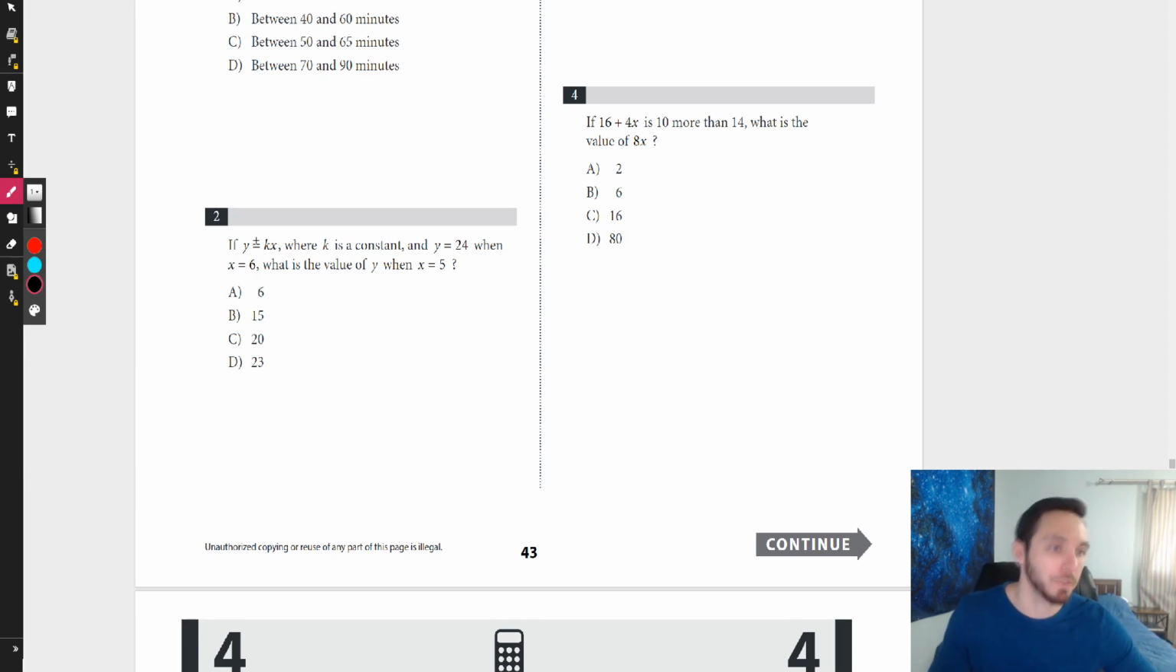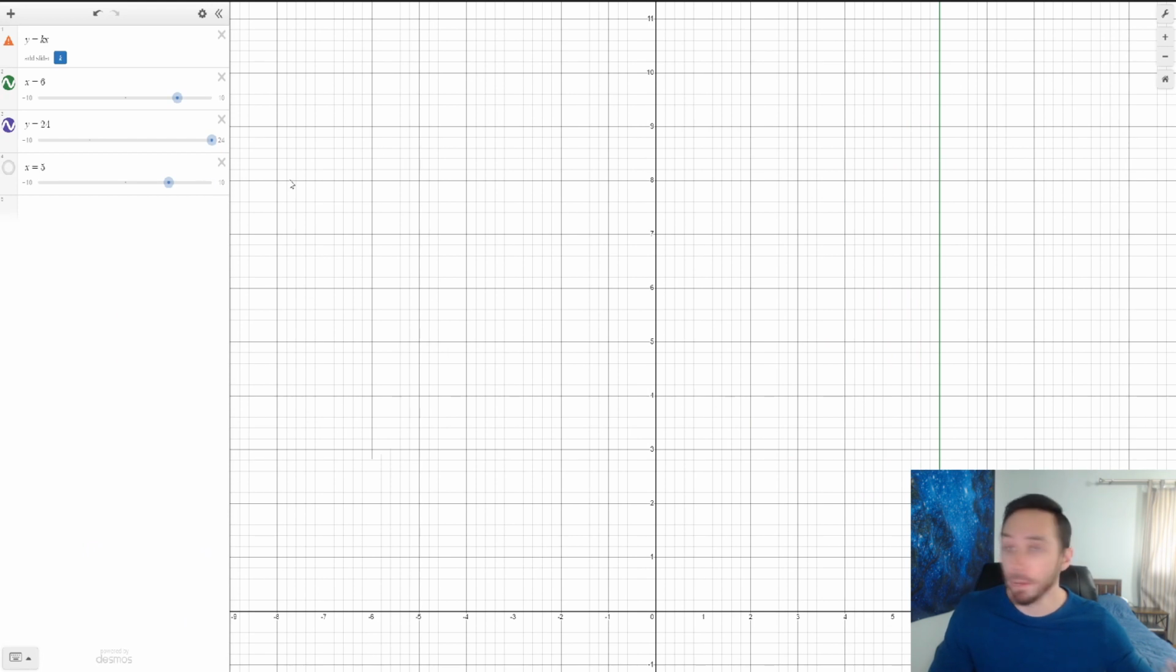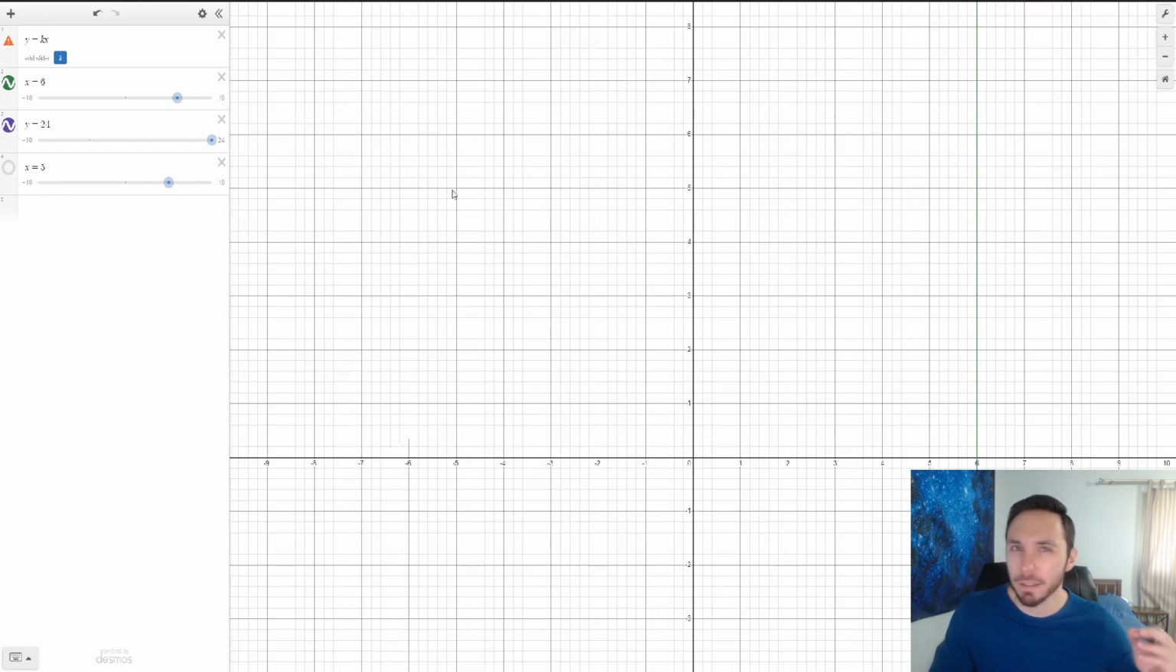Okay, so if y is equal to kx, where k is some constant, and y is equal to 24 when x is equal to 6, what is the value of y when x is equal to 5? This can be a plug and chug, but I want to show you that there's some fun math going on in the background. So I'm on Desmos, and I do want to use this as a secondary purpose to also show you how Desmos works.